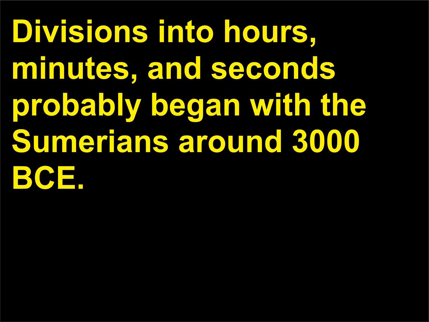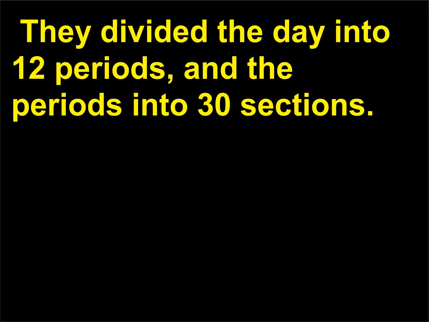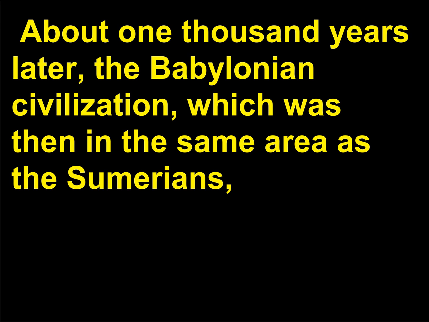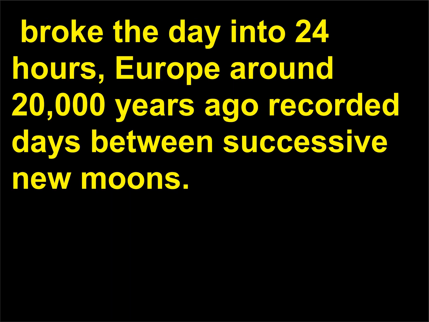Divisions into hours, minutes, and seconds probably began with the Sumerians around 3000 BCE. They divided the day into 12 periods, and the periods into 30 sections. About 1000 years later, the Babylonian civilization, which was then in the same area as the Sumerians, broke the day into 24 hours. Europe around 20,000 years ago recorded days between successive new moons.